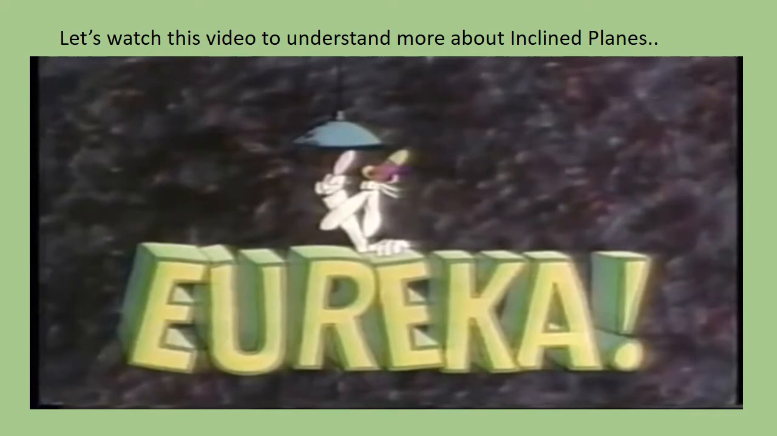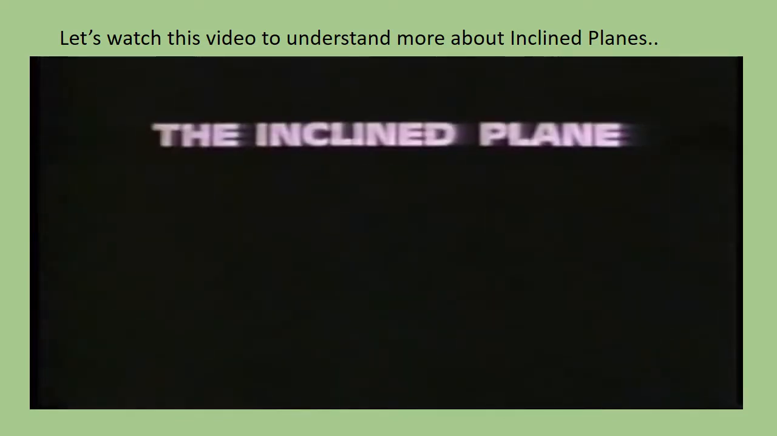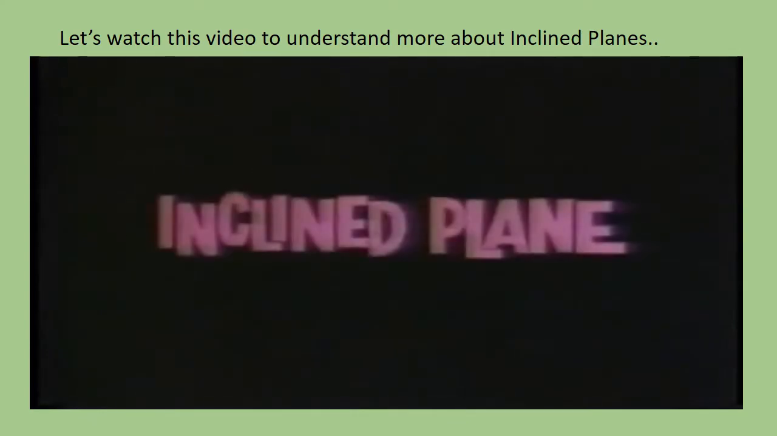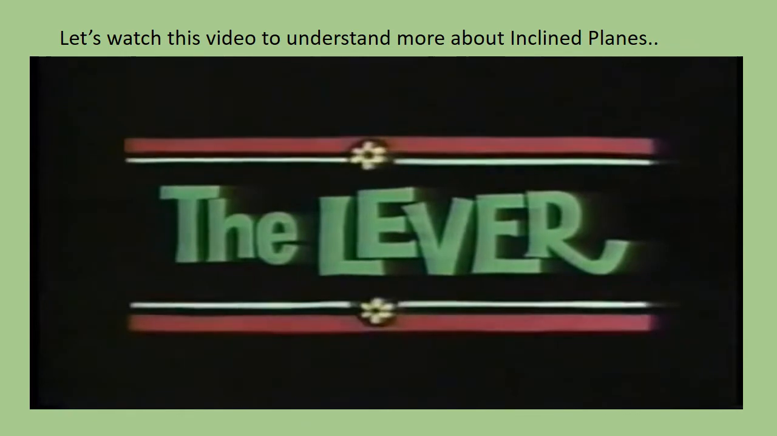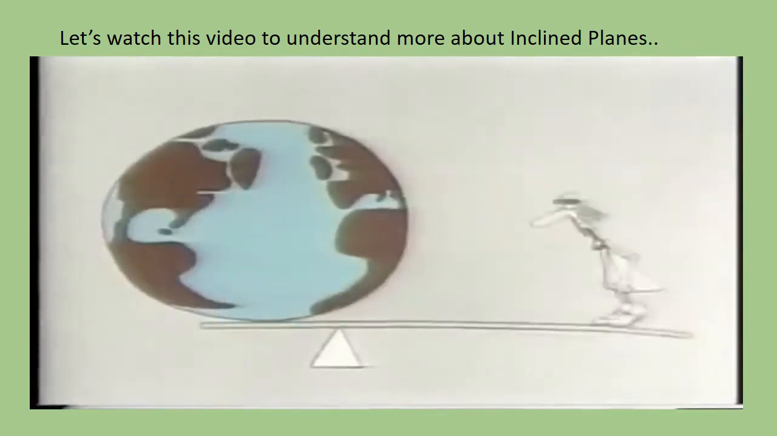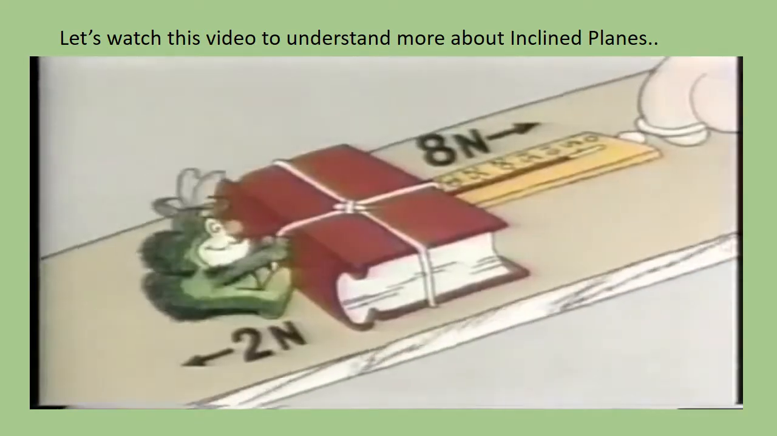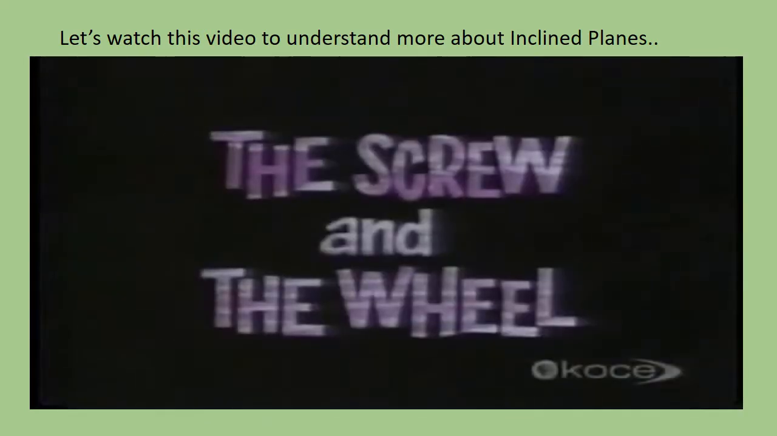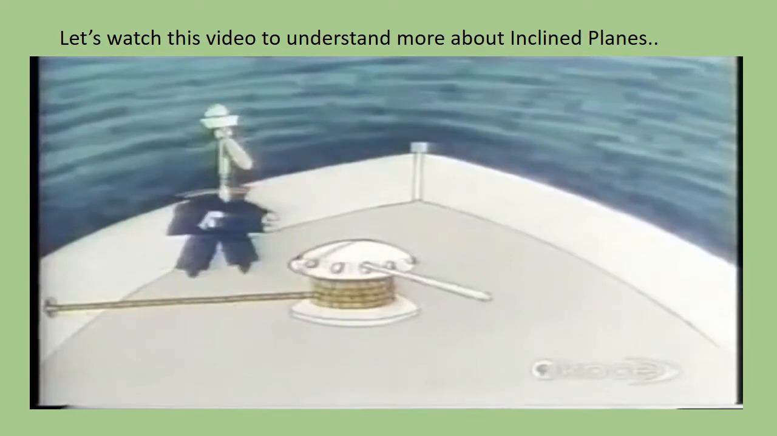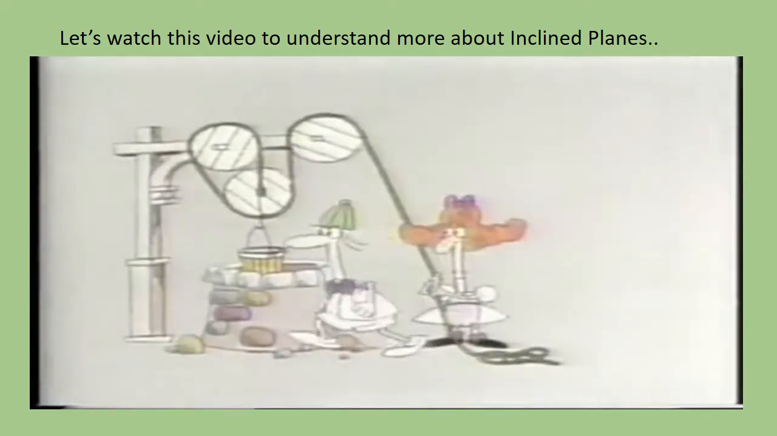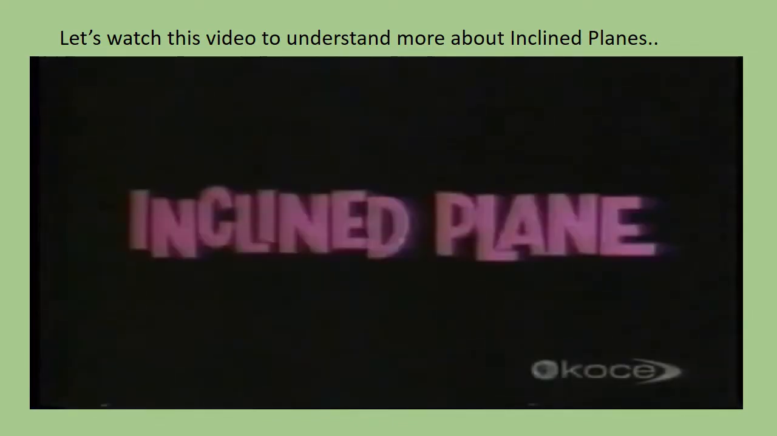Eureka! This unit is divided into 5 programs. The program you're about to see is on the inclined plane. Then there's a program on the lever. Next comes mechanical advantage and friction. Then the screw and the wheel. And finally, the pulley. But our story begins with the inclined plane.